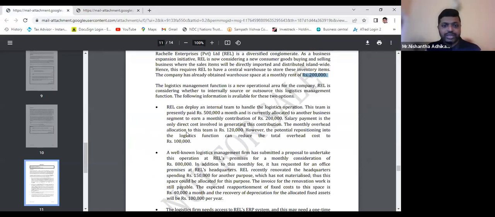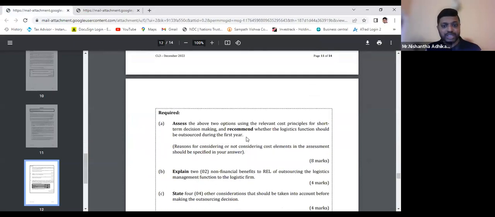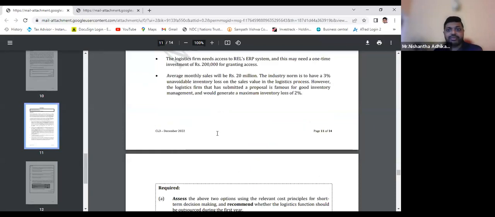Now, first we will look at the requirement. Assess the above two options using the relevant cost principle for short-term decision, outsourced during the first year. When you're going to make such a decision, it's short-term decision making. Always look at cash flow. It should be a cash flow item. It should be a future cost, and it should be incremental. Those three key components are there when it is a short-term decision. While considering that, you have to make the decision. Reasons for considering or not considering the cost element in the assessment should be specified in your answer. Okay, we'll start with that in mind.